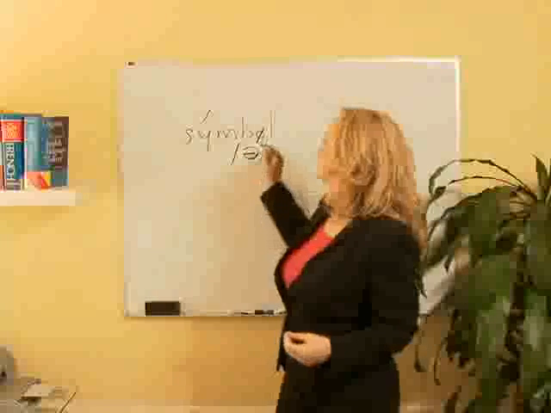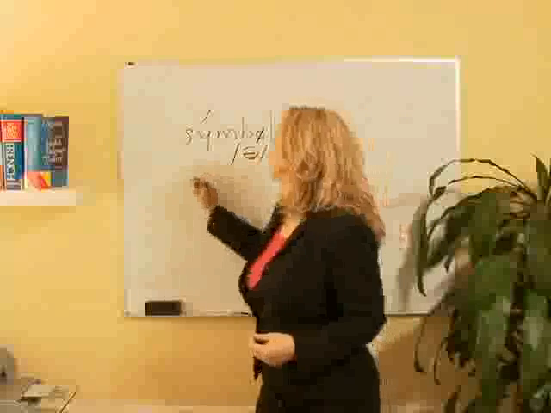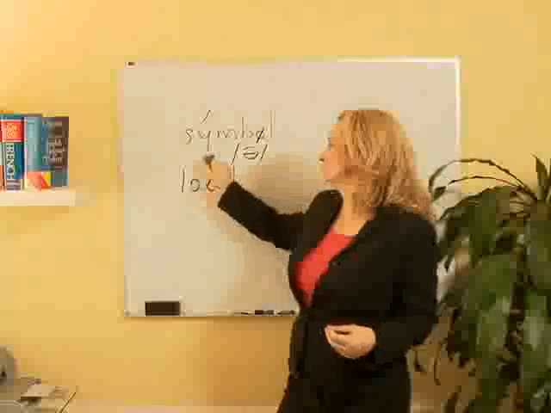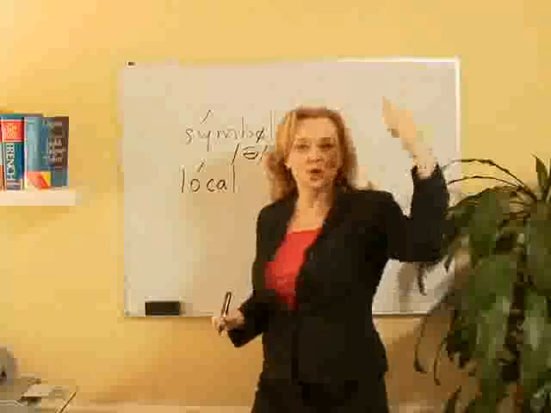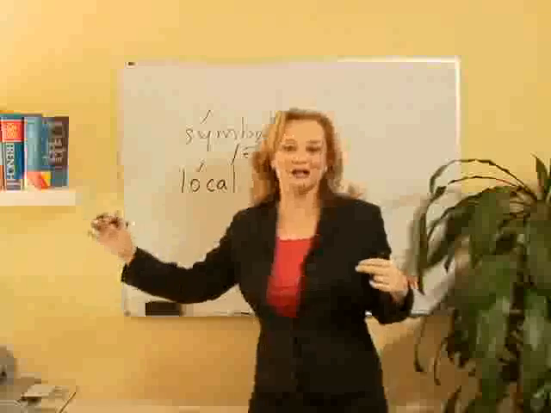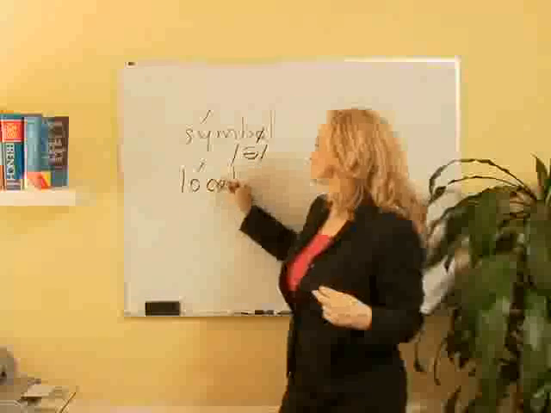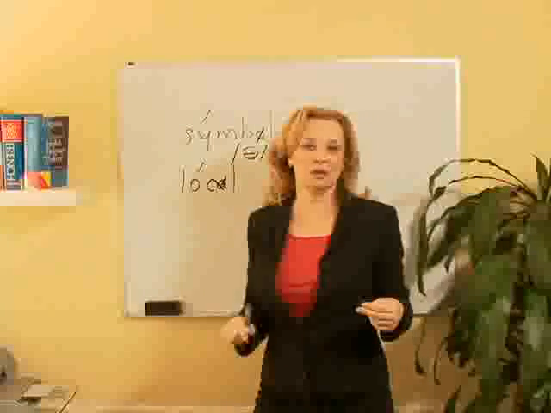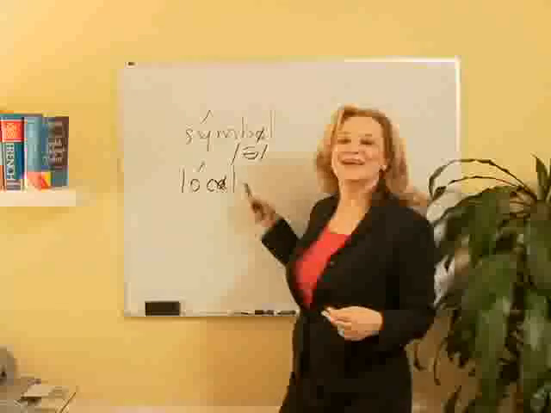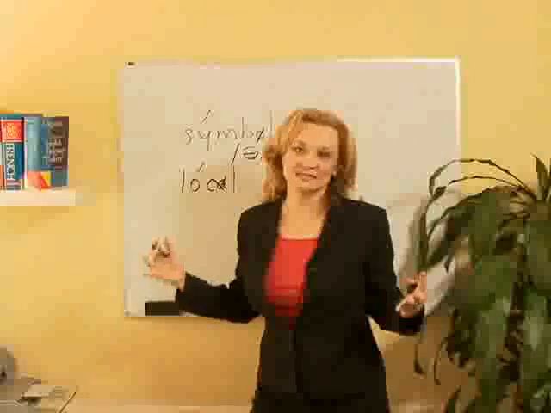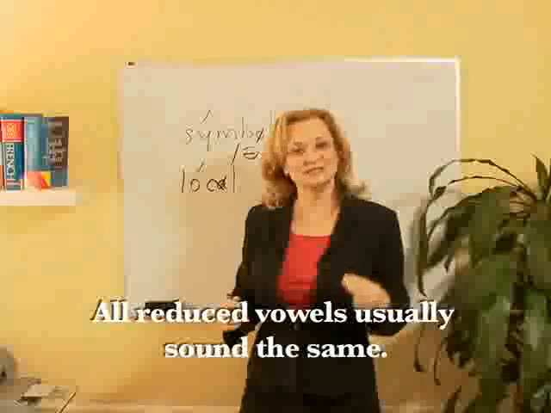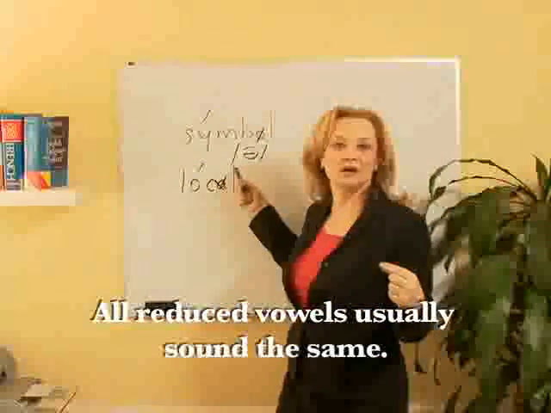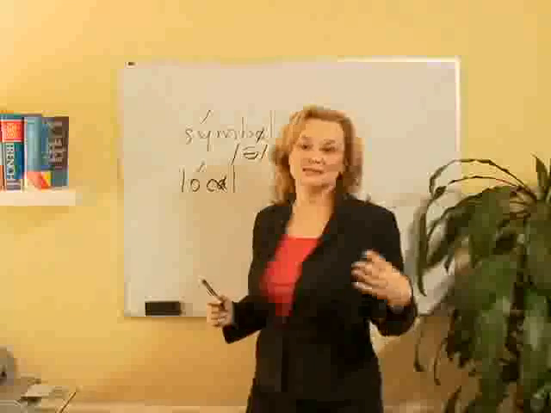Let's look at another ending with O. For example, we stress the first syllable here, low, low, but we don't say local or locale. We reduce the second syllable and it becomes the uh, local, local. So you see OL and AL sound exactly the same because they're both reduced syllables. So any vowel can sound like uh when it's part of the reduced syllable.